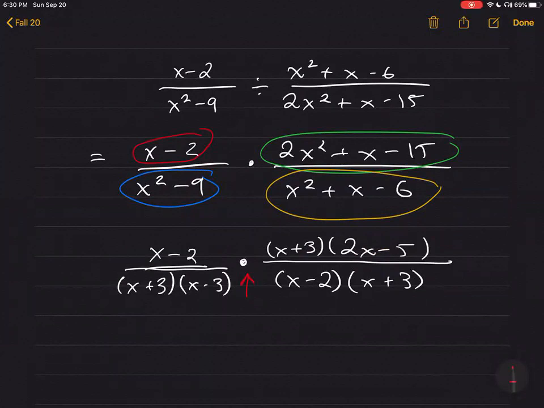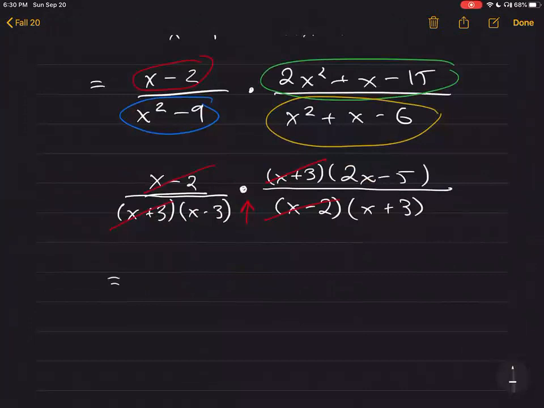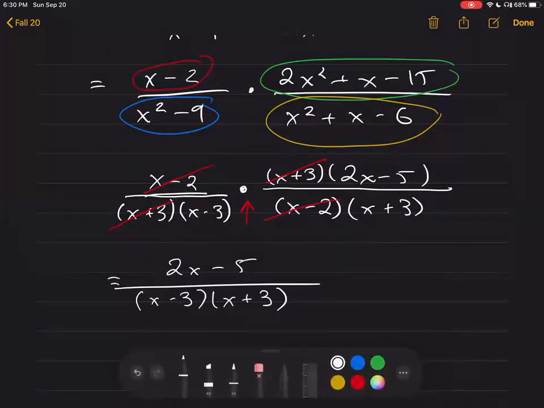So we see an x minus 2 factor here and an x minus 2 factor here. X plus 3, x plus 3. And those are all the factors I see. So when we go ahead and write the answer out, we have 2x minus 5 over x minus 3 and then x plus 3.